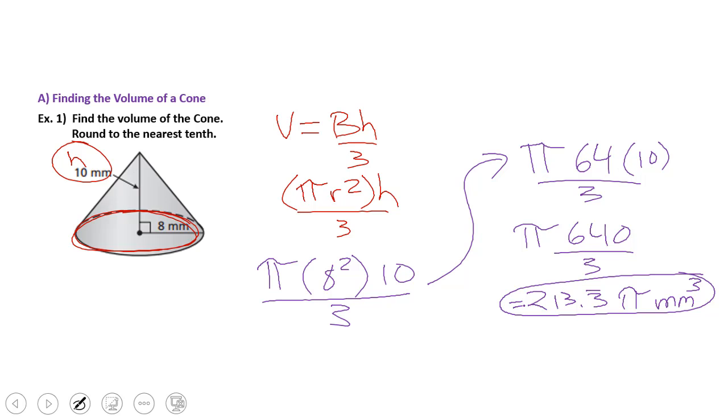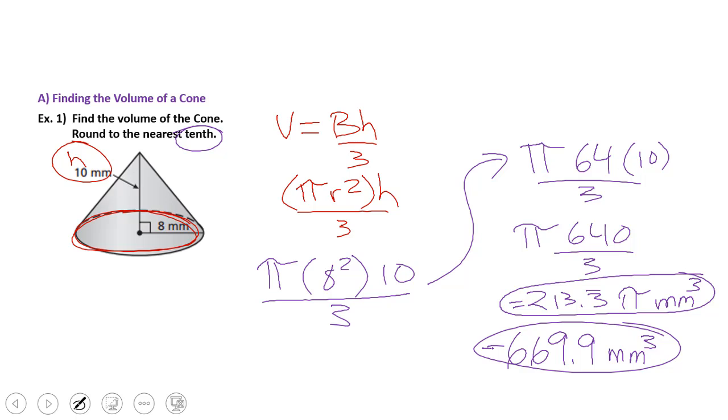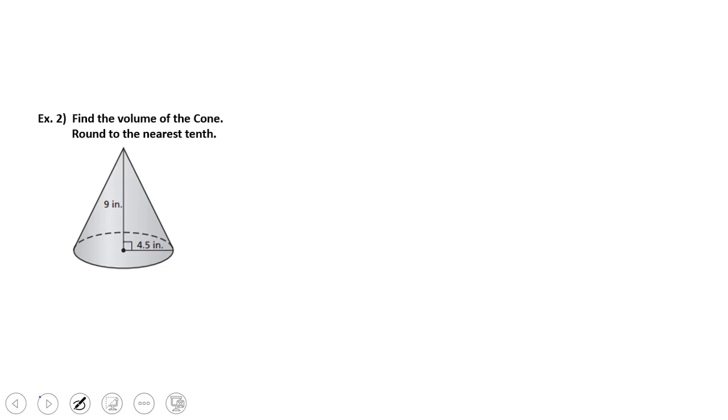Then when we multiply that by 3.14, we get the final answer: 669.86 repeating. It does say round to the nearest tenth, so my final answer is 669.9 millimeters cubed when I take it all the way out. Very good. Remember, pause if you need to copy all of this down. It's so important to have all the steps copied down so that you can use that as a reference when you are practicing.